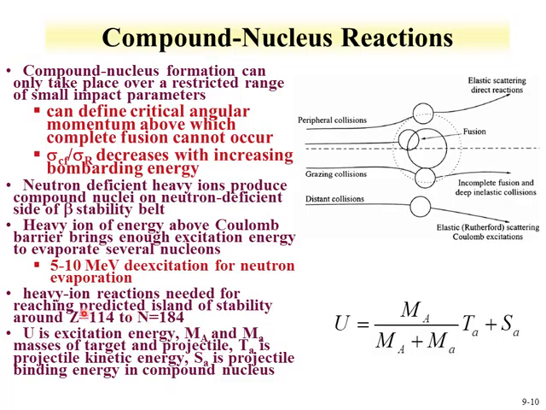And you can get an idea of the excitation energy that's necessary when you look at the mass of the target and the projectile, the kinetic energy, and the binding energy of the projectile in the compound nucleus. These terms can be used to get an idea of the overall excitation energy that's going to be observed in the nucleus from the kinetic energy of a projectile.